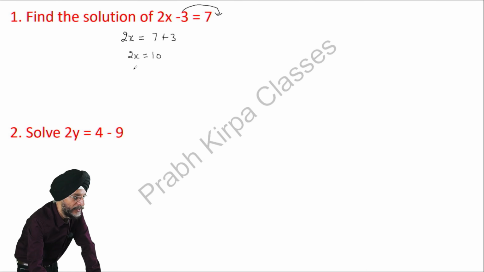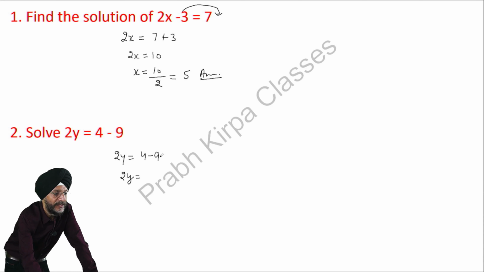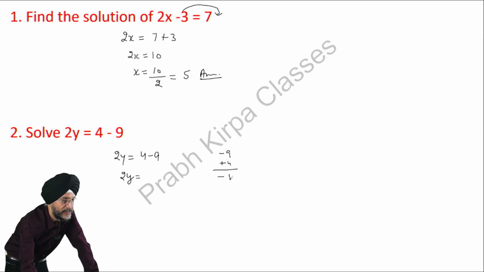2x is equal to 10, x is equal to 10 over 2 is equal to 5. This is the answer before us. Now the next, 2y is equal to 4 minus 9. You will do subtraction, minus 9 plus 4. So it will result in minus 5.